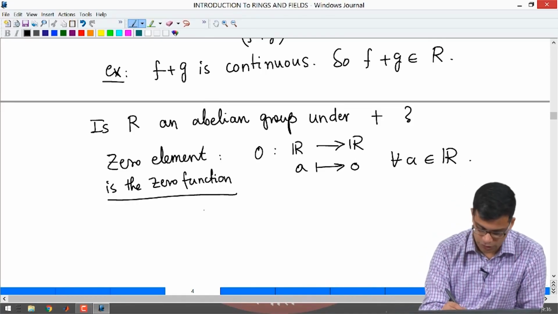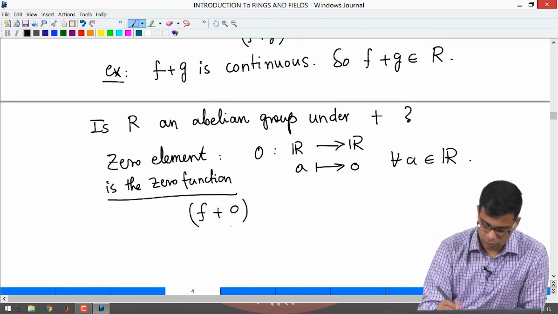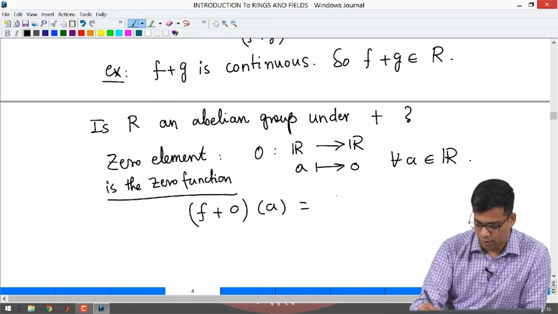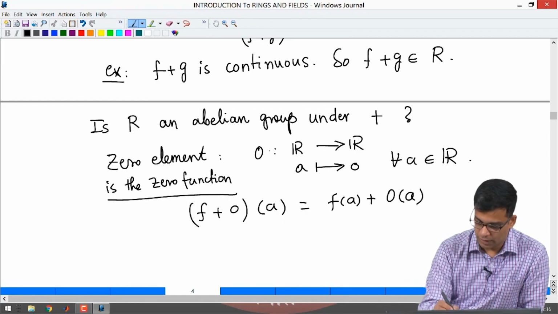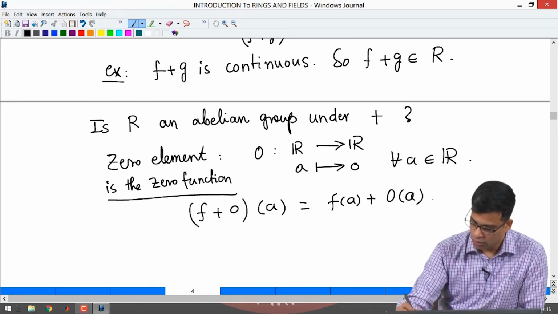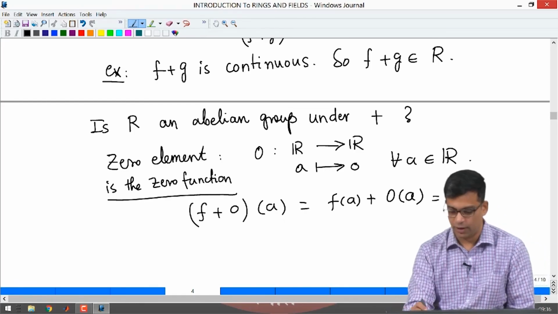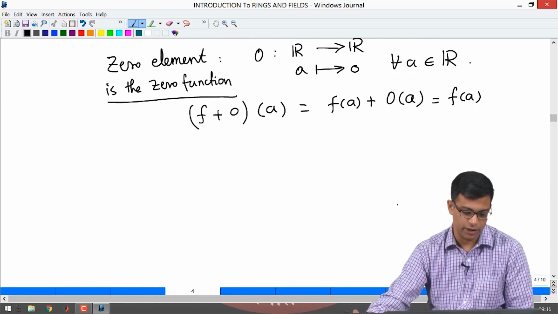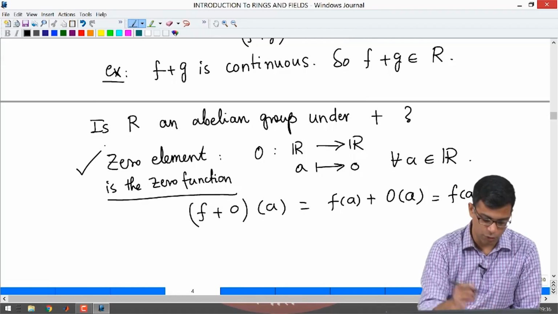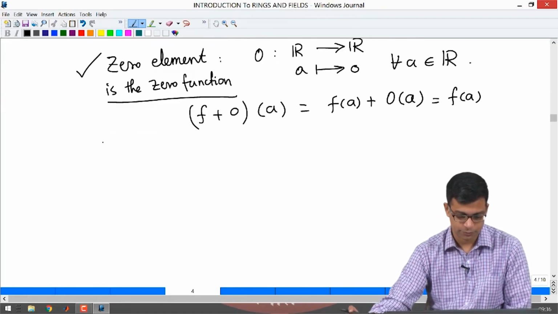add anything to 0, so let us say f plus 0 of a is f of a, by definition f of a plus 0 of a. I am denoting the function also by 0, but f of a plus 0 of a is f of a because 0 of a is 0. So, this is the 0 element. So, that is good. So, there is an identity element.